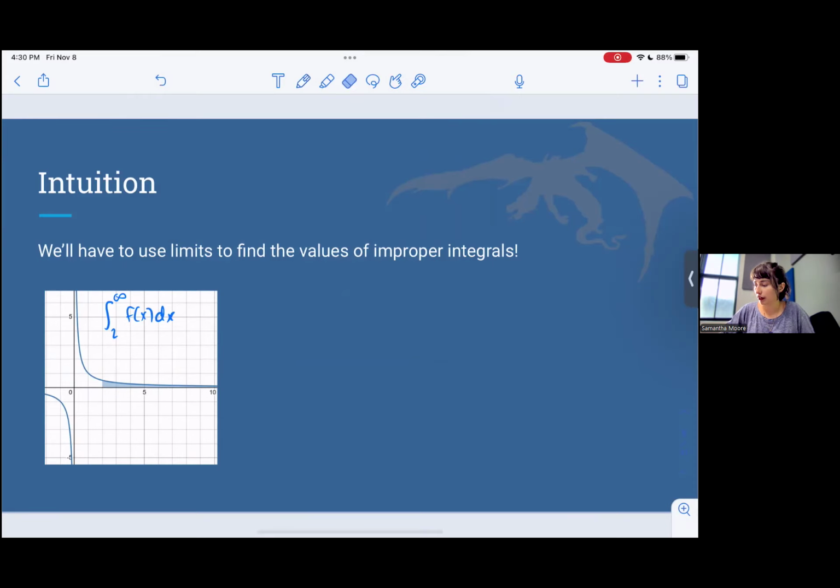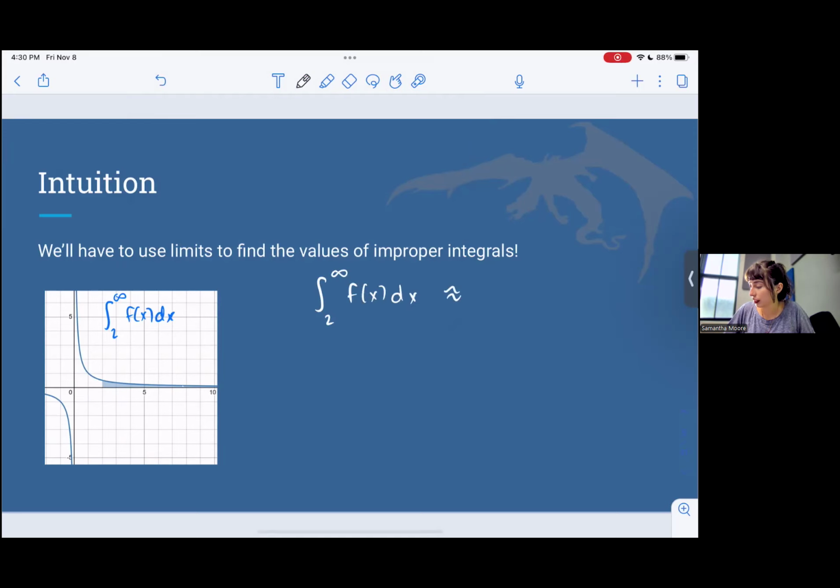Or maybe I cut it off higher. Maybe I cut it off at 6. Or I cut it off at 8, and so forth. So I can keep looking at more and more of my picture. And as I add in more and more in my picture, I'm getting closer and closer to the overall integral. In other words, what I'm saying is, I integrate from 2 to infinity of f of x dx.